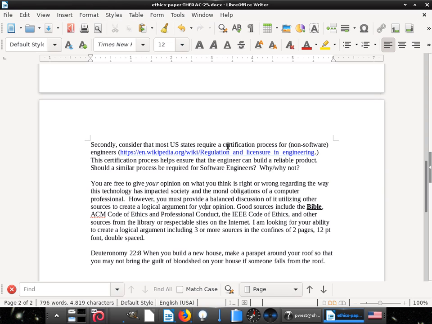Anyways, you must provide a balanced discussion utilizing sources to create a logical argument. Good sources are the Bible, the ACM Code of Ethics, Professional Code, the IEEE Code of Ethics, and other sources from the library or respectable internet sites. Ha! I've always wondered what that means. Well, you put wiki up there, so apparently that's fully respectable. I'm looking for your ability to create a logical argument, with 3 or more sources in the confines of 2 pages, 12-point font, double-spaced. All right, guys. Look, we're not English majors, but you got to give me a good argument. Make sure you cite at least 3 sources.